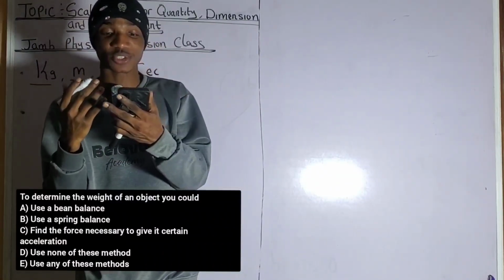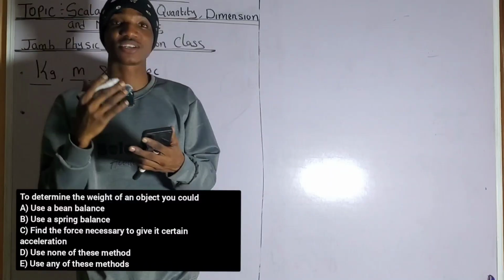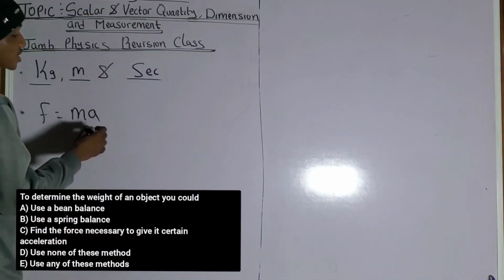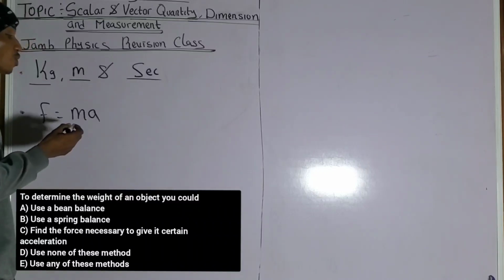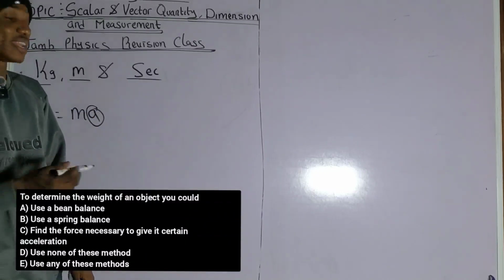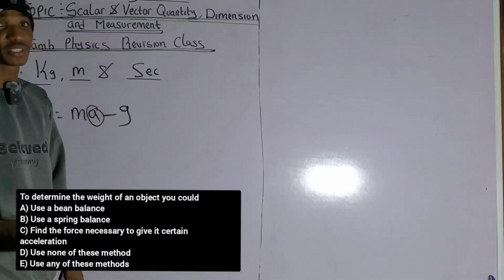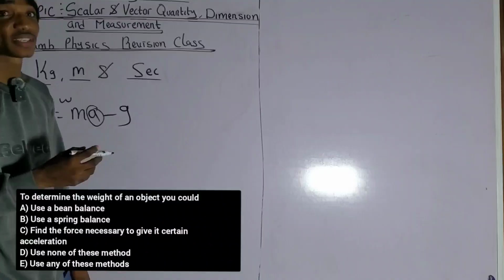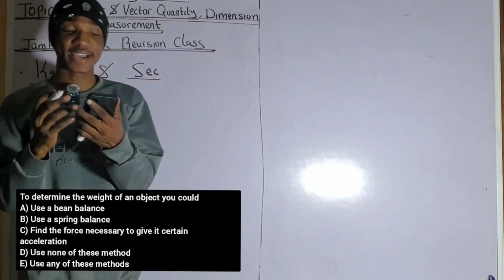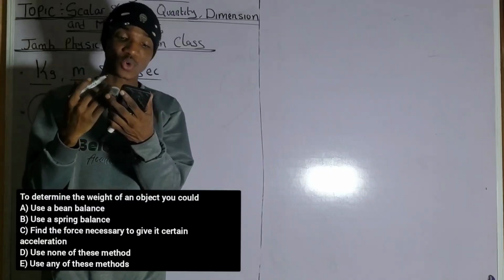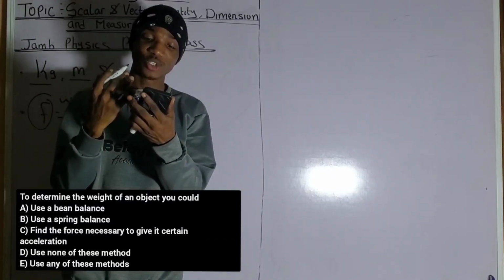And if you look at the third option, finding the force necessary to give it an acceleration, you know that force equals mass times acceleration, right? And if you know the acceleration of an object, you can easily determine the mass. You understand? And if this acceleration is acceleration due to gravity, that means that the force here will be what? Will be weight force. And that means it is also another method of determining the weight of an object.